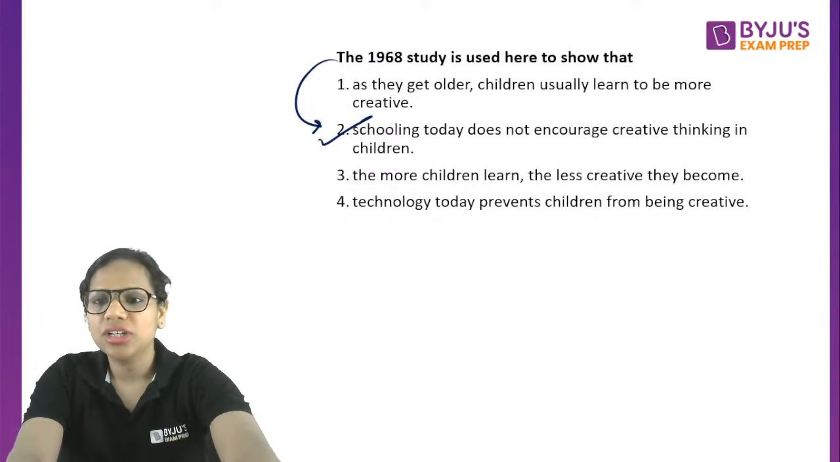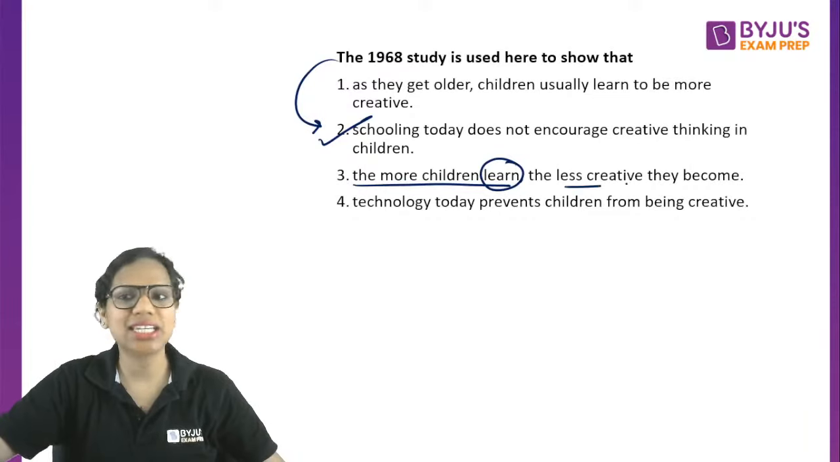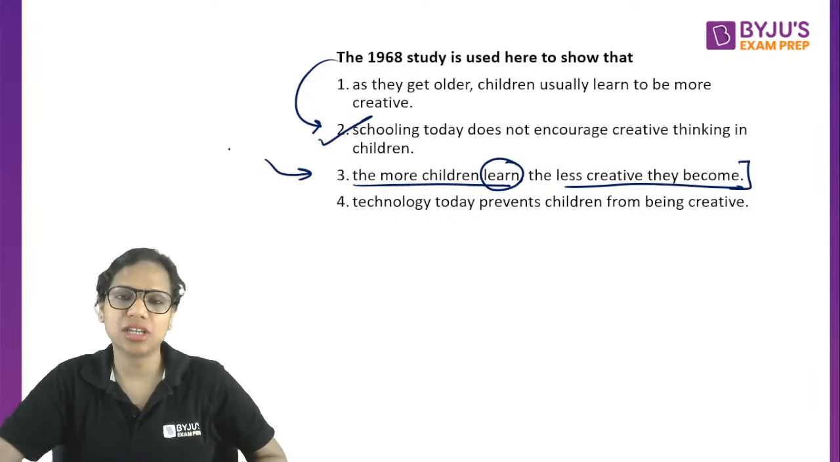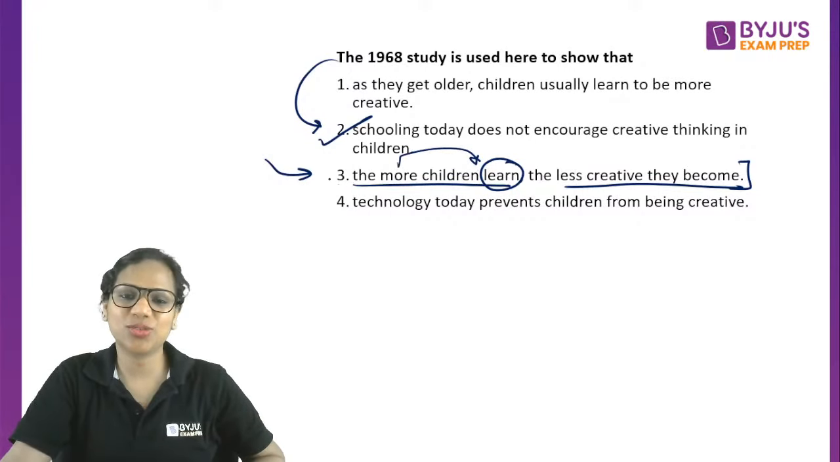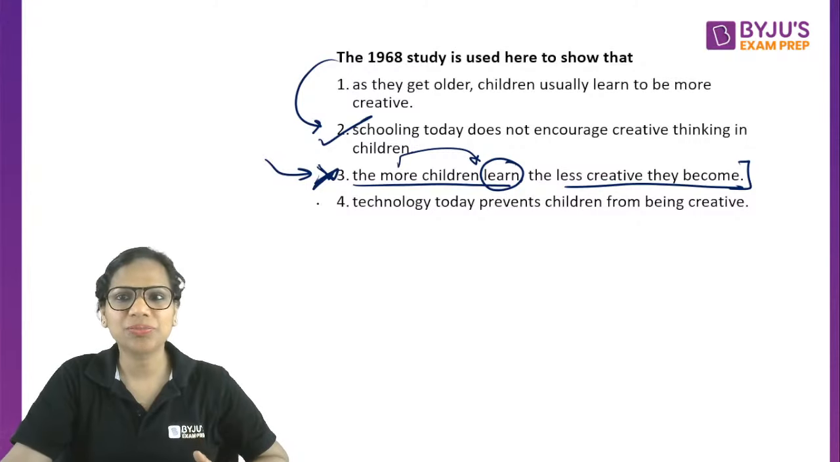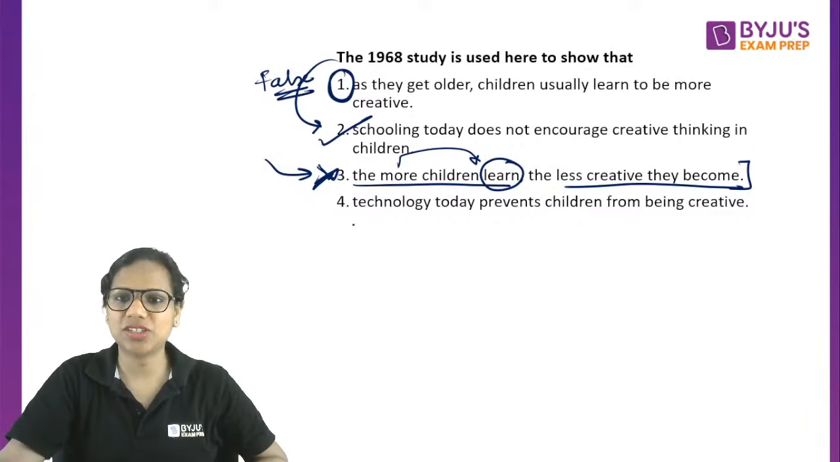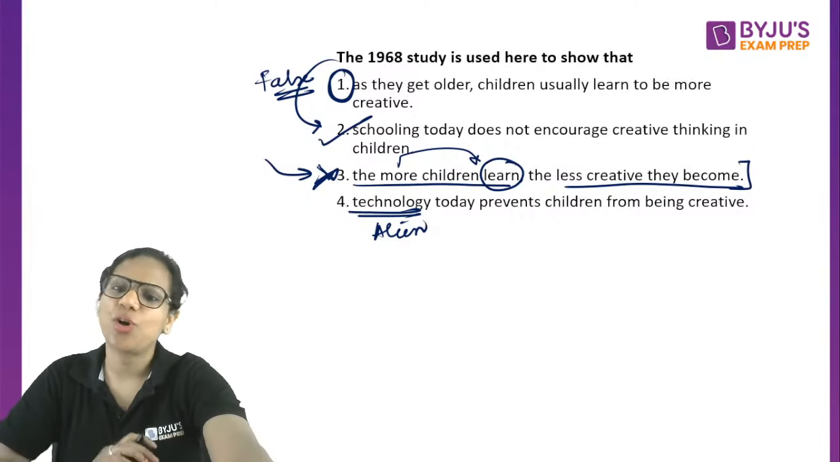Absolutely good. Any query here? Any of the options that's not clear? It's not about the more children learn, the less creative they become. No, it's about the way our schools, our organizations, our bureaucracies are so standardized, regimented. That is why children are not becoming creative, not because they are learning more. That option is incorrect. It goes against the paragraph. This is false as per my passage. Technology has not been discussed. This is alien as per my passage. So that's how you eliminate various options.